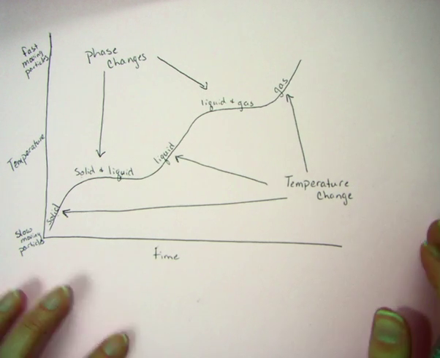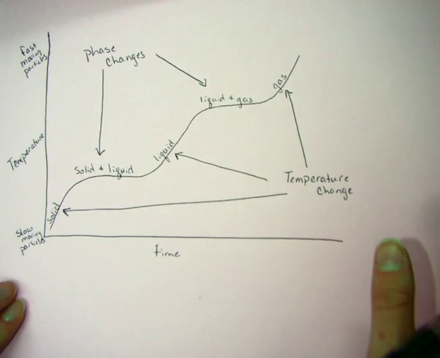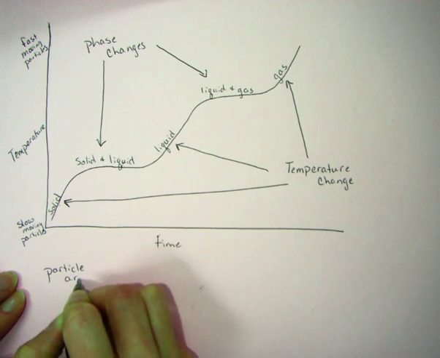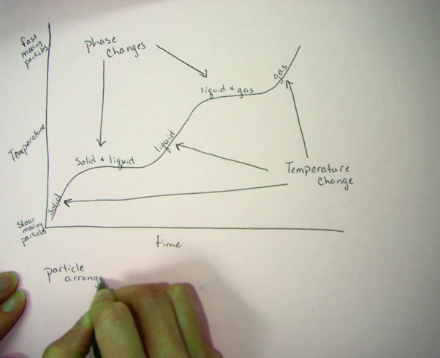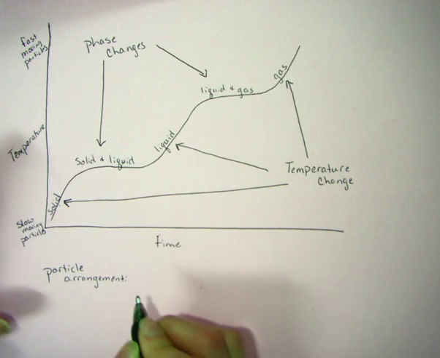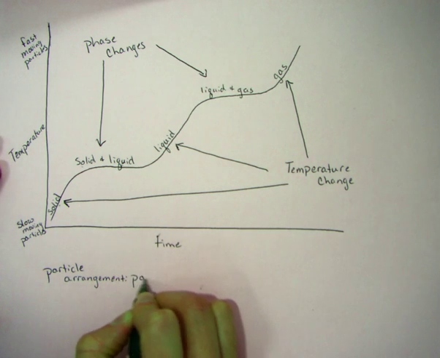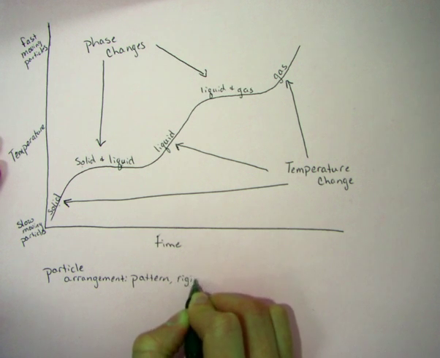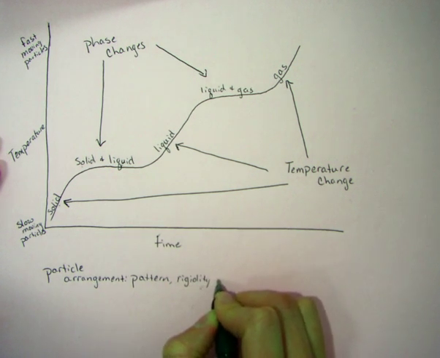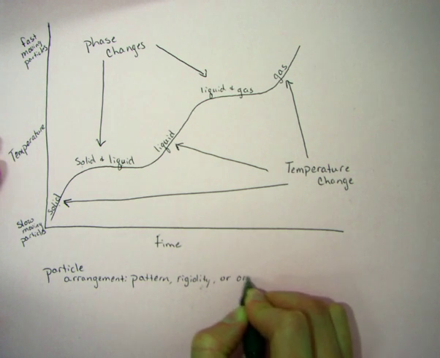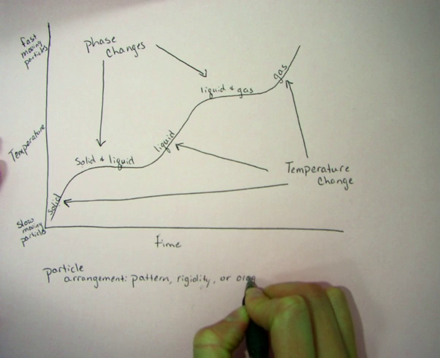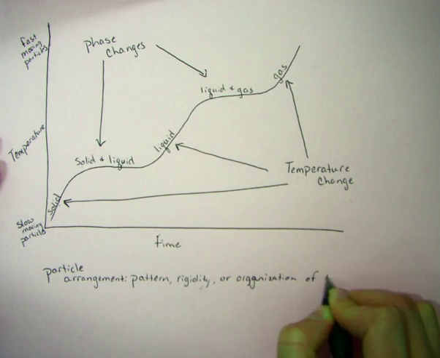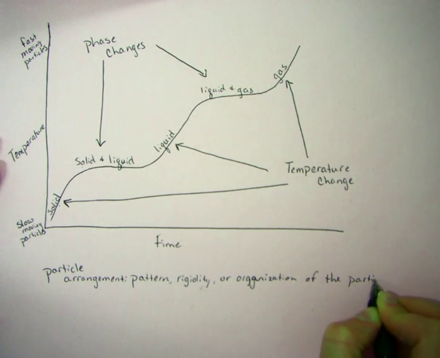Another important thing to discuss would be arrangement of particles. So we have particle arrangement. This is basically the pattern or rigidity or organization of the particles in the sample.